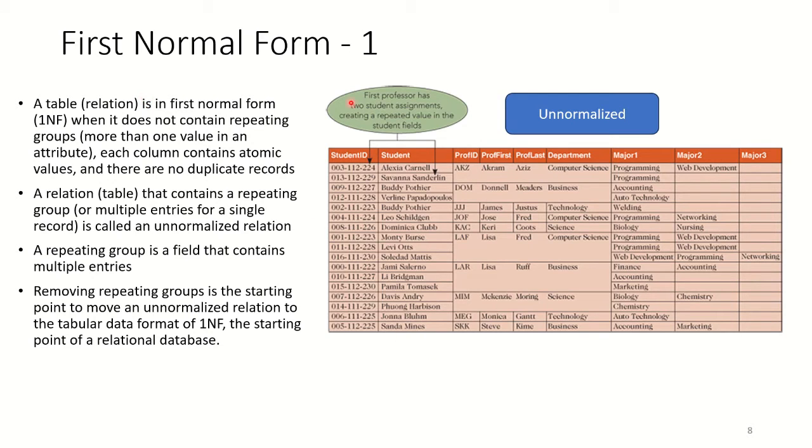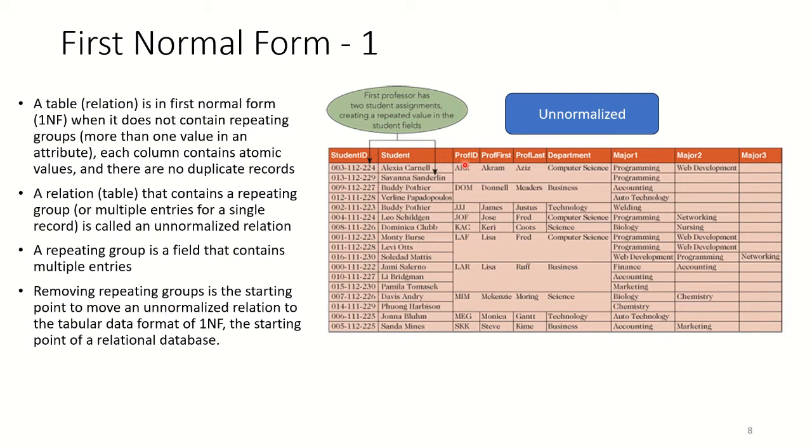When you talk about the first normal form, a table is in first normal form when it does not contain repeating groups, meaning more than one value in an attribute. Each column contains atomic values and there are no duplicate records. A relation that contains a repeating group is called an unnormalized relation. A repeating group is a field that contains multiple entries. Removing repeating groups is the starting point to make an unnormalized table into a first normal form table.